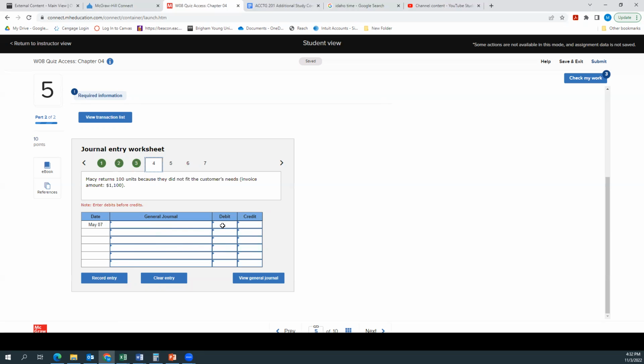All right. On the 4th, Macy returns 100 units because they did not fit the customer's needs. So they're returning these to us. And so what that means is they're not broken or something like that. So we don't have to worry about it. We can just put them back into our inventory so we can sell them again. So in essence, what we're going to do is add them back into our merchandise inventory. And then we're going to reduce the amount the customer owes us, $1,100.